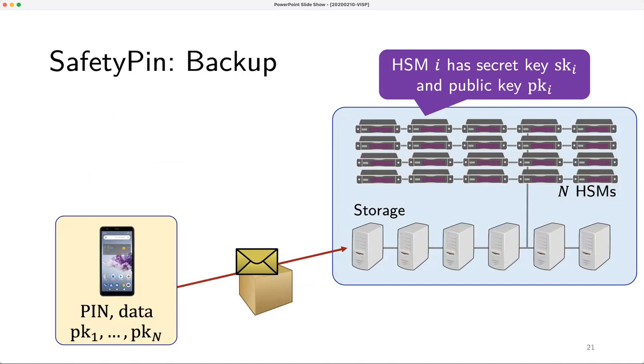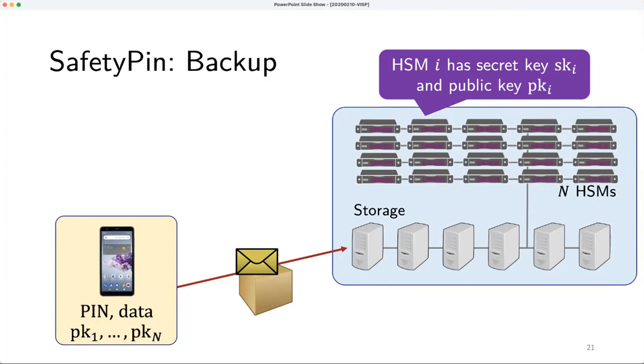So let me explain at a high level how this system works. It's actually pretty straightforward. It's not exactly the first thing you would think of, but it's not far off from that. I'll explain how backup works and then how recovery works. The setting is we have all these HSMs, and each HSM has a secret key stored inside, and it has a public key that everyone knows. And the phone, when you go to back up, has your screen lock PIN. It has your secret data, so your photos, your notes, and all that stuff. And the phone also has the public keys of all the HSMs.